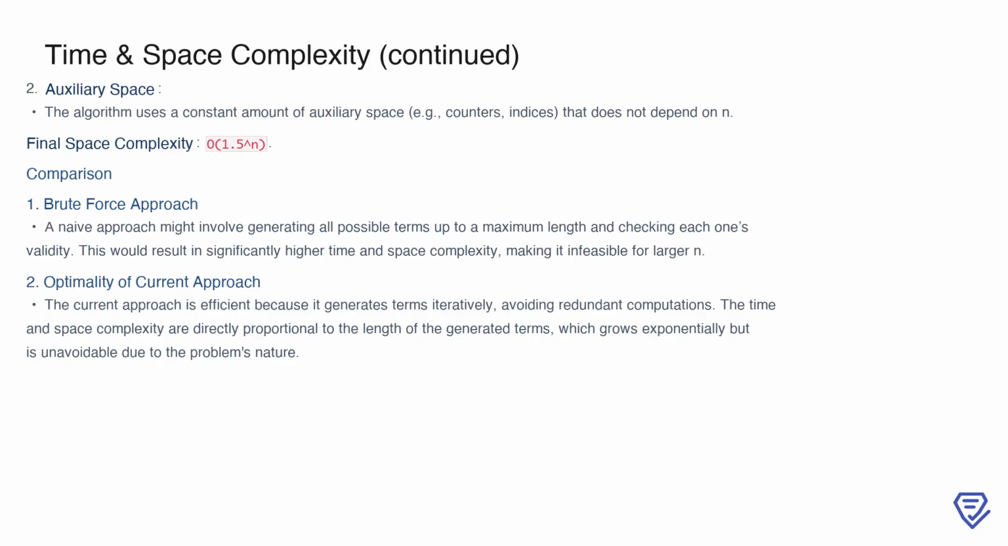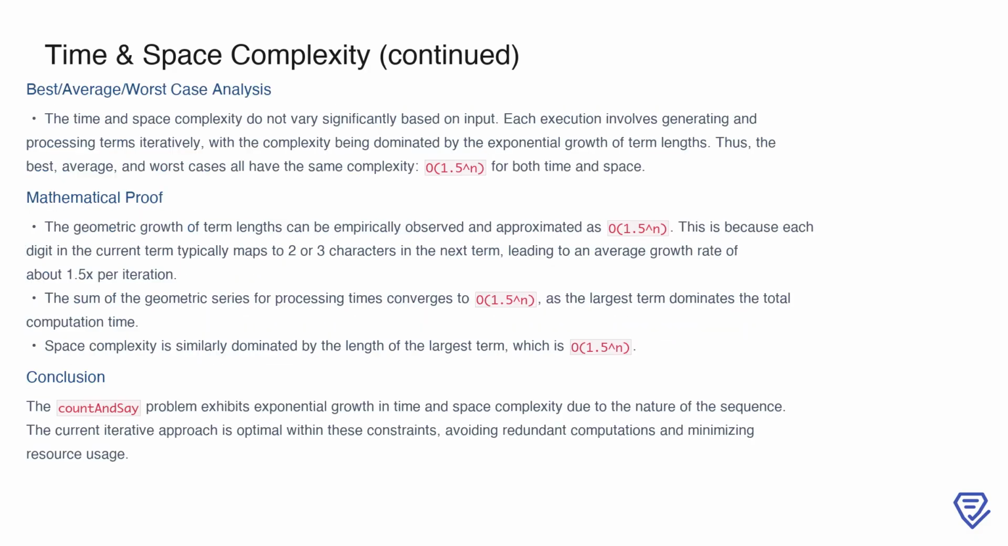The time and space complexity, although exponential, are optimal for this problem given the inherent growth of the sequence. The time and space complexity for the countAndSay function remain consistent across the best, average, and worst cases. This is because the process of generating and processing terms iteratively does not vary with the input, it is always dominated by the exponential growth of term lengths. Thus, all cases have the same complexity, 1.5^n, for both time and space.